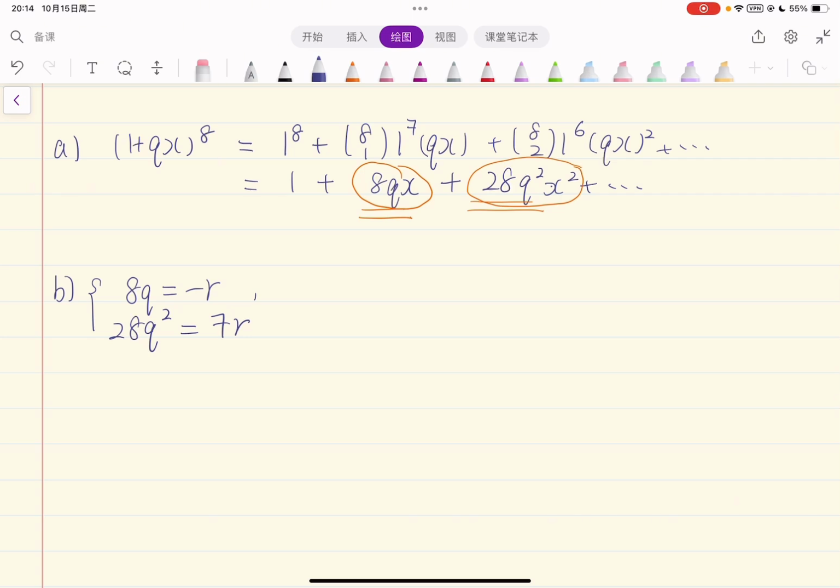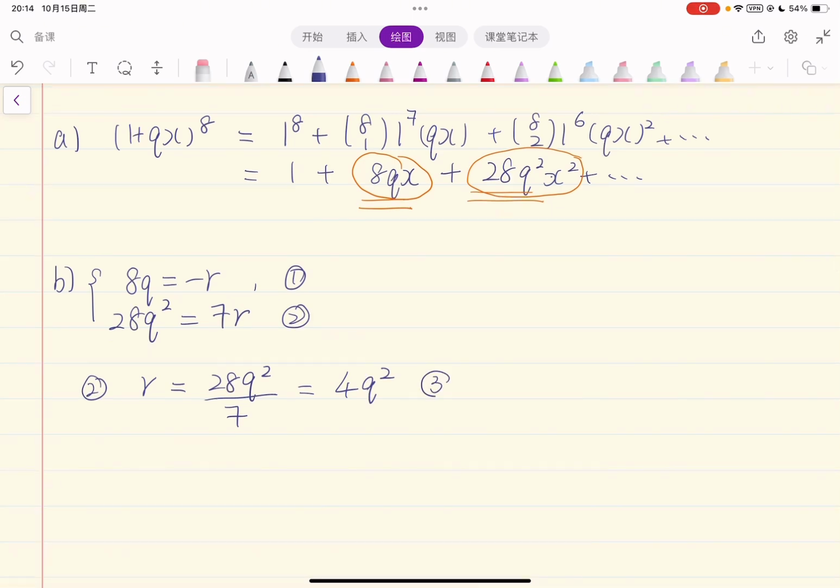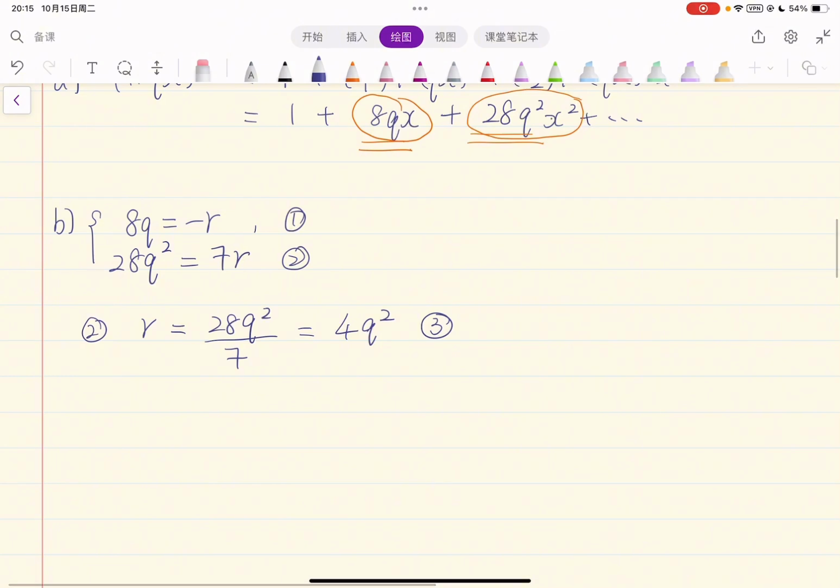We write down this first equation as equation 1, and this second equation as equation 2. From the second equation, we can have r equals 28q^2 over 7, which equals 4q^2. Now we substitute equation 3 into equation 1.